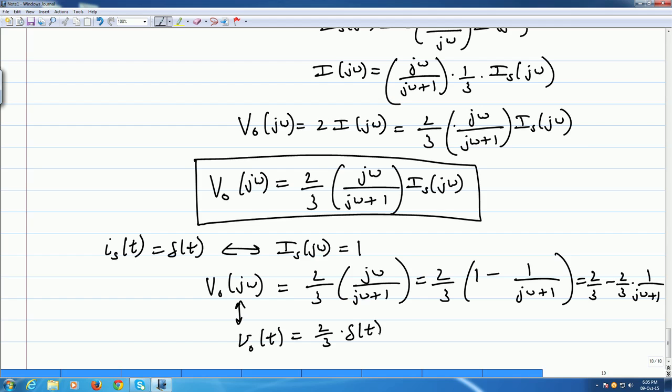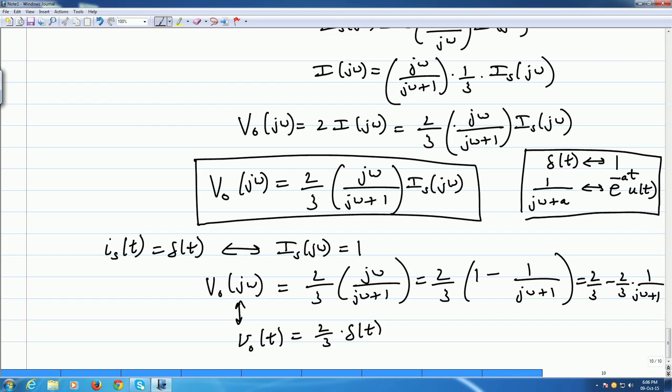Okay. So, this is something we know: delta of t has a Fourier transform of 1, and we also know 1 by j omega plus a has a Fourier transform of e power minus at u of t. Is that right? So, once you do this, using these two transforms, one can easily solve these problems. Okay. So, 1 by j omega plus 1, you have to put a equals 1 here. Okay. So, a is equal to 1.